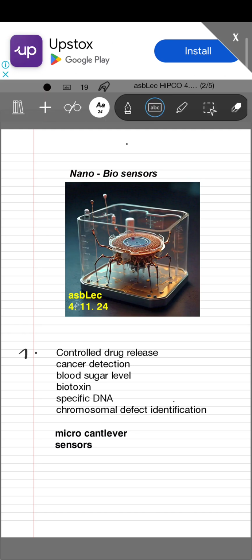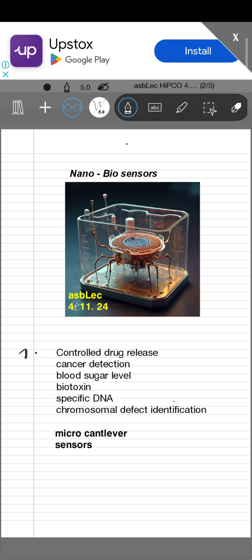Hello students, in this lecture we will be discussing nanobiosensors. Nanobiosensors are sensors which are mainly used for biological sensing or biomedical sensing. They are used mainly for controlled drug release, cancer detection, detection of blood sugar and biotoxin. There may be some specific DNA which needs to be detected, and there may be some chromosomal defect which needs to be identified. So all these aspects can be dealt with nanobiosensors.